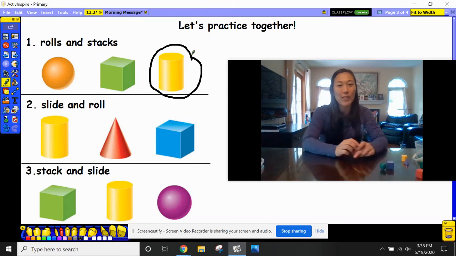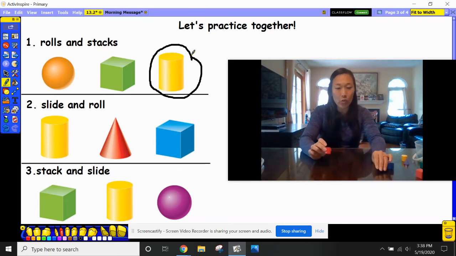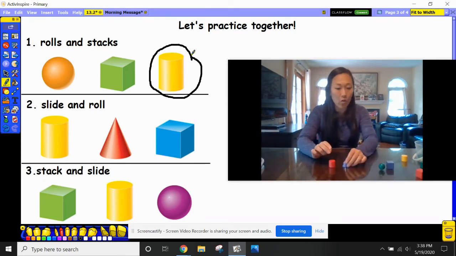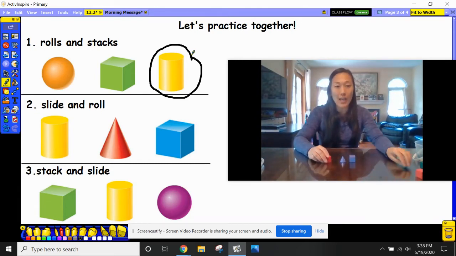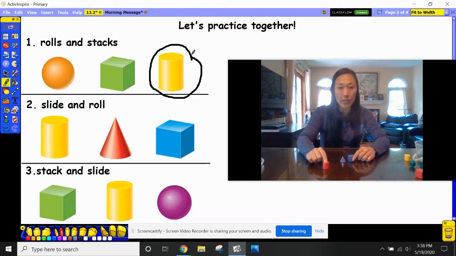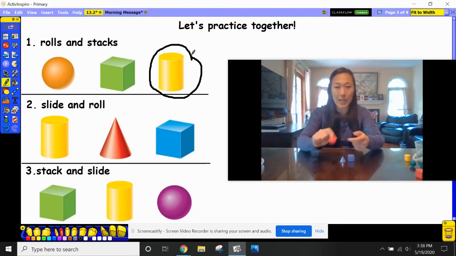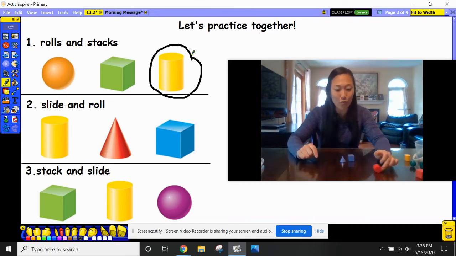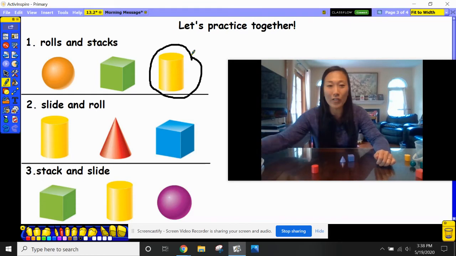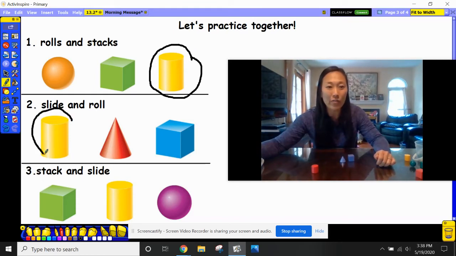What shapes can slide and roll? So we have cylinder, cone, and cube. All right. Which one slides and rolls? Well, let's look at the cylinder. Does it slide? Yep, I'm sliding it right now on its flat side. Does it roll? Yes, it does roll. So cylinder is definitely one of our answers.